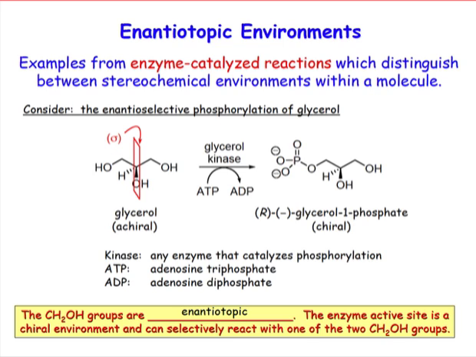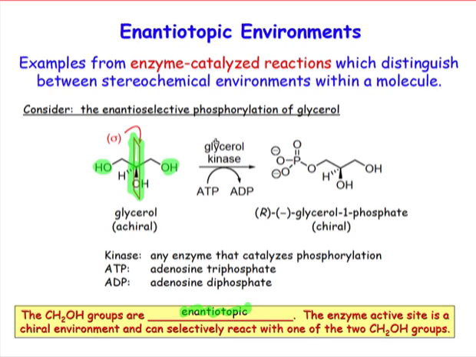For instance, in this example of the phosphorylation of glycerol, we see that glycerol is an achiral compound. It possesses a plane of symmetry, but the two hydroxyl groups out here are enantiotopic. They're related by a plane of symmetry, and if you did the Q test, you would find that this central carbon becomes a stereocenter in the Q molecules, and the resulting Q molecules are enantiomeric. So the two hydroxyl groups are enantiotopic.